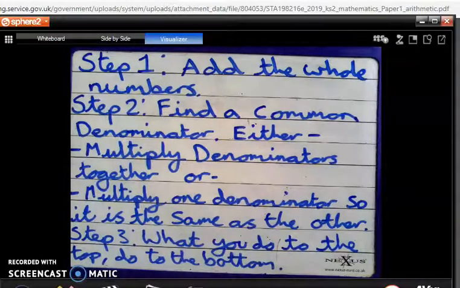Step 1, add the whole numbers. Just the whole numbers. Step 2, find a common denominator. You can do this by either multiplying the denominators together or multiplying one of the denominators so that it is the same as the other. Step 3, what you've done to the bottom part of the fraction, you must do the same to the top part of the fraction.